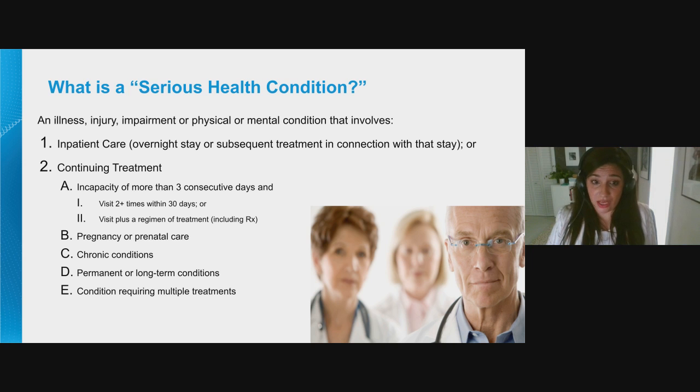Now, what is a serious health condition? So a serious health condition can be an illness, an injury, an impairment, whether it's physical or mental. So stress, depression, those can be mental impairments that qualify for FMLA. You're going to have either inpatient care, which requires an overnight stay or treatment in connection with that stay, or you're going to have continuing treatment. So when we realize that an employee may need leave and we provide the employee the FMLA paperwork, the questionnaire asks the doctor or the health provider to fill out these questions so that we as the employer can know whether the employee is experiencing a qualifying event.